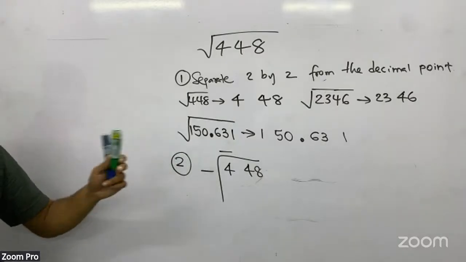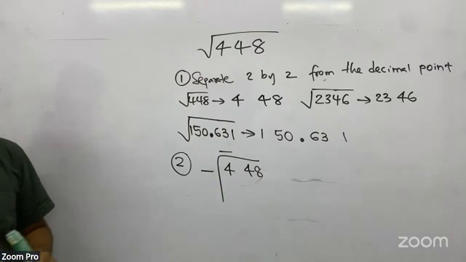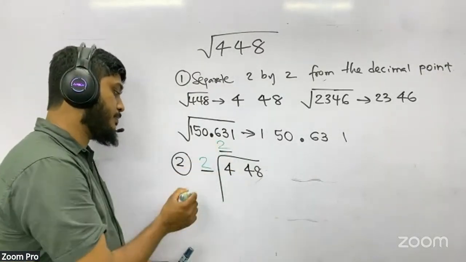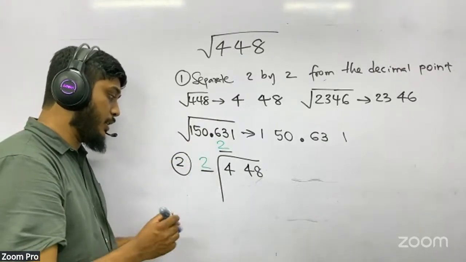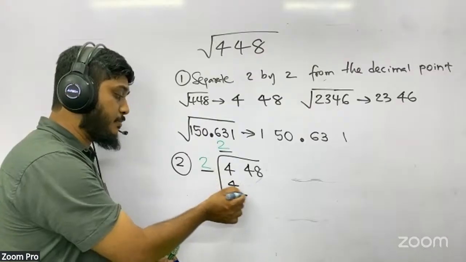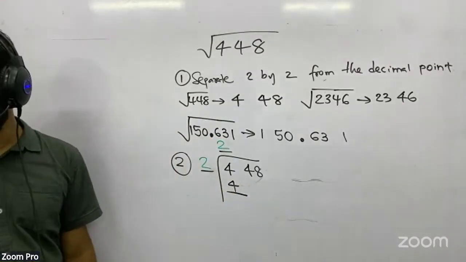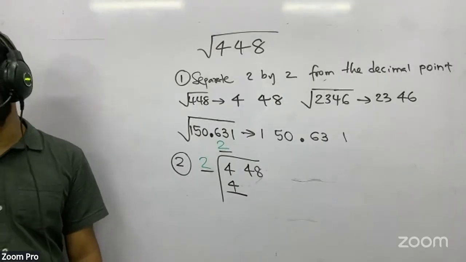I have to put 2. 2 into 2 is how much? 4. So I have to put 2 for this. Very good. Why 2? Because 2 into 2 becomes 4. It means I can't exceed this number. I can't exceed, but it can be the same. Exceed means I can't go beyond this.